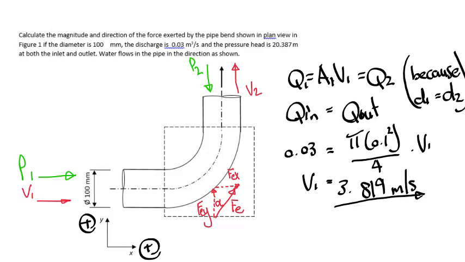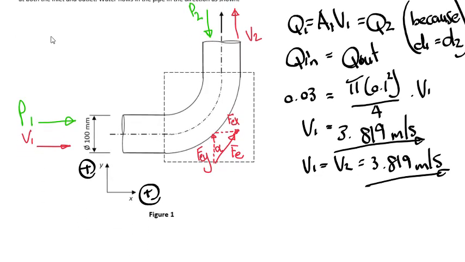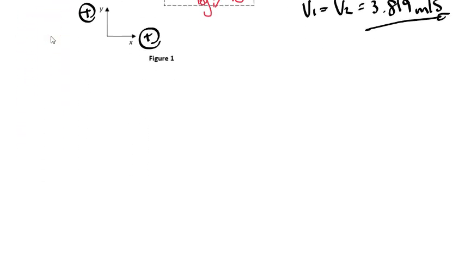Okay, it's pretty simple. So here you can say that this is now V1, because the diameters are the same. V1 is equal to V2, and therefore this is also equal to 3.819 meters per second. Okay, so that's the first thing that you can do, which is just pretty easy. So now we can move along.